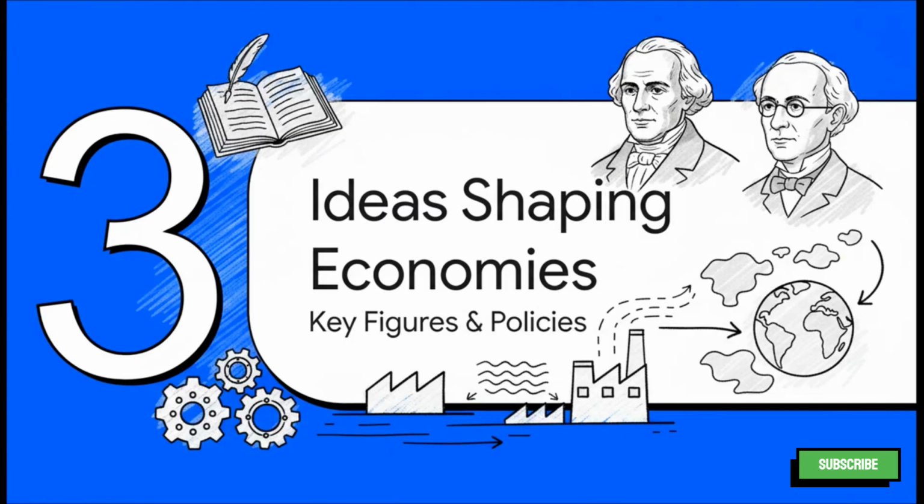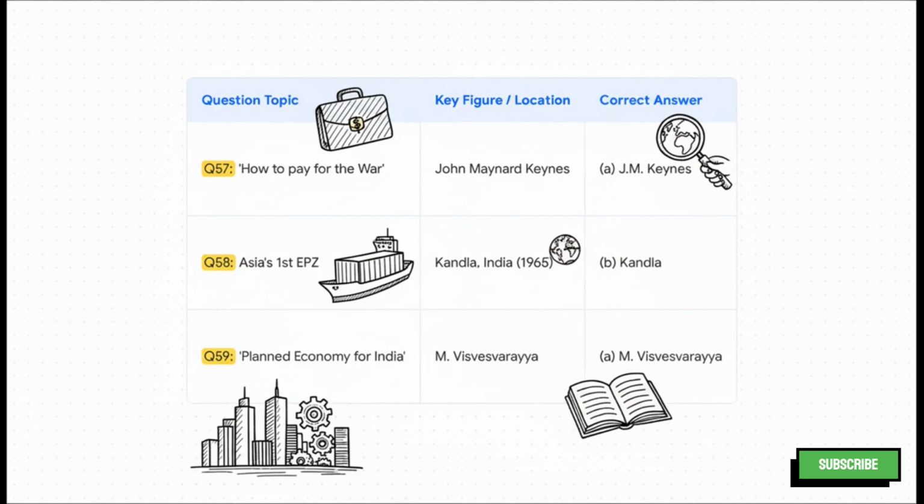Okay, time to switch gears a bit. We've done theory, we've done numbers, now let's look at some history. These next few questions are less about calculation and more about knowing the key people, ideas, and policies that have literally shaped economies. This slide actually bundles up 3 different questions for us, so let's run through them. First, question 57 asks, who wrote How to Pay for the War? That's a famous one. It was the one and only John Maynard Keynes during World War II.